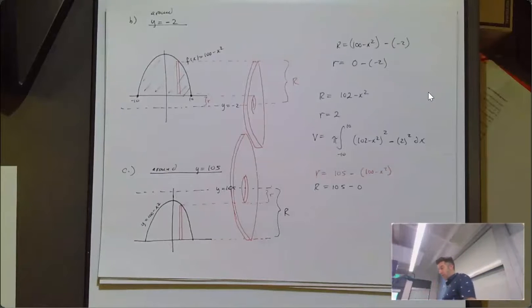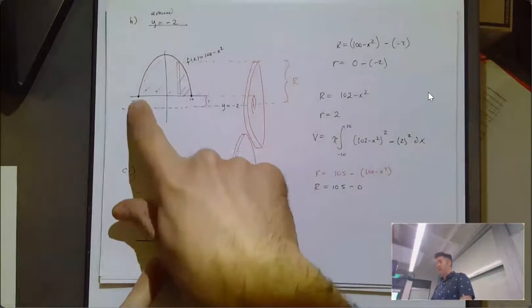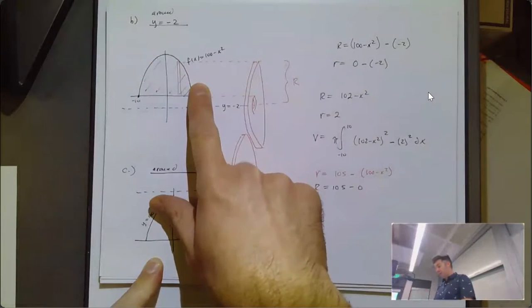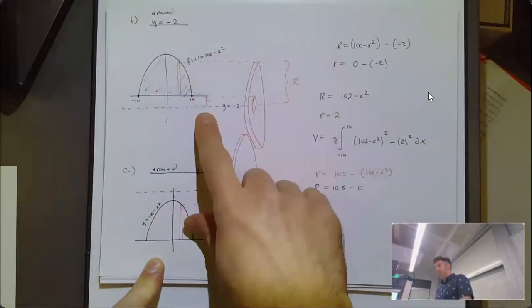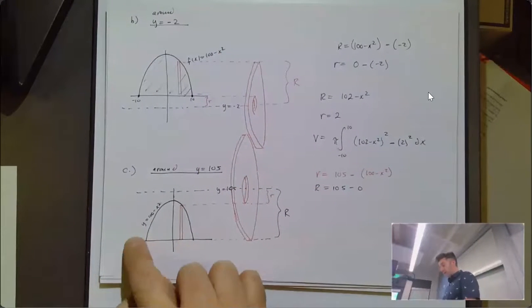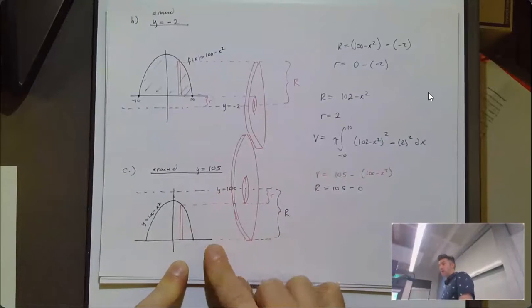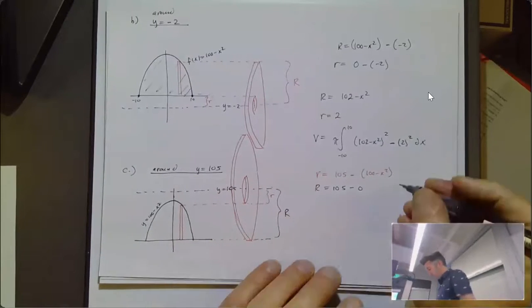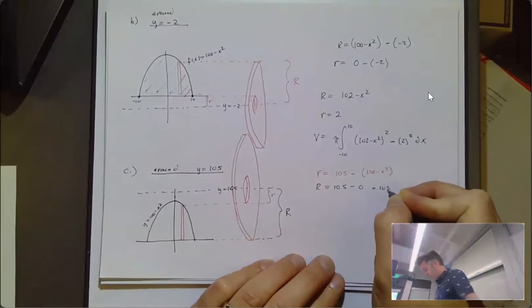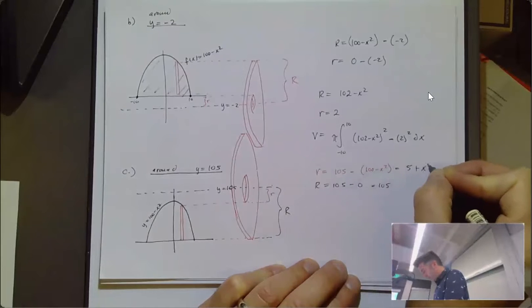So I really want to point out, in the previous example, the function 100 minus x squared was the further one. And so the outer radius was 100 minus x squared minus 2. Whereas in this function, the outer radius is the function that's further away, which is y equals 0. So the outer radius is 105 minus 0. So then this ends up being 105. This ends up being 5 plus x squared if we simplify it.